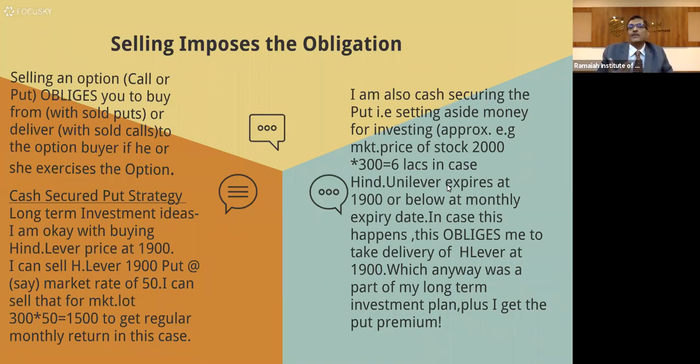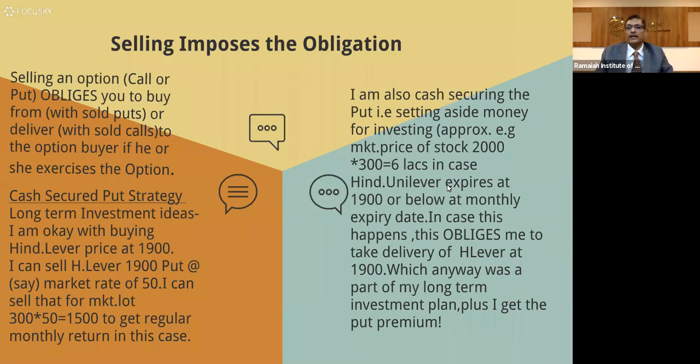And there are many companies. You can pick up any blue chip companies, and there I'm sure you can get a much better rate than what you get at Hindustan Lever. This is just one of the current price examples which I took. When the market goes down, the price of the put option obviously increases. So what I'm really doing is I have already cash secured the put. I have already put 6 lakhs aside for long-term investment in case Hindustan Unilever expires at 1900 and below at the monthly expiry date, right?